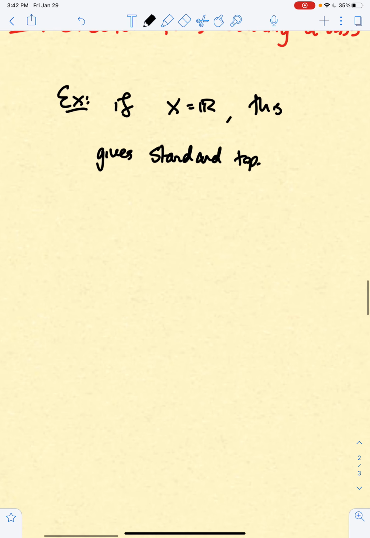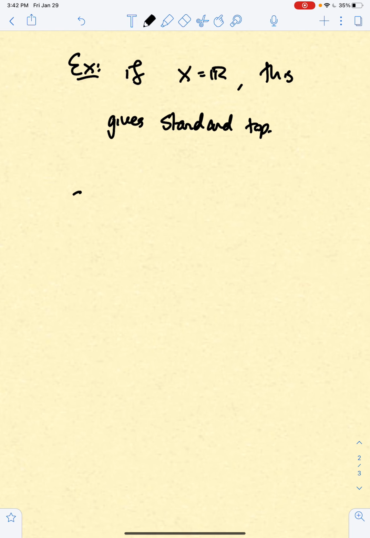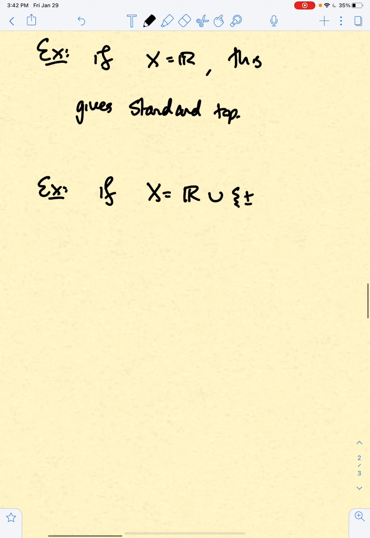We can have the extended reals. So this is the reals union two elements, which I will call positive or negative infinity.